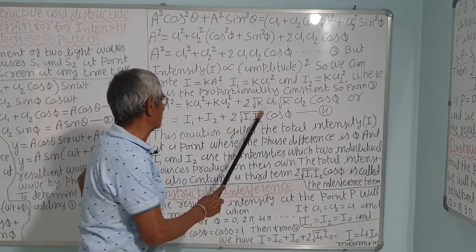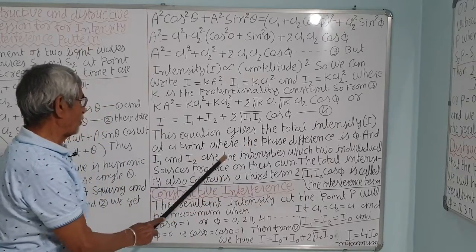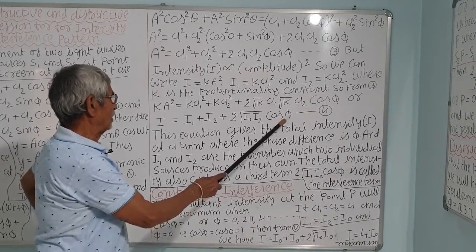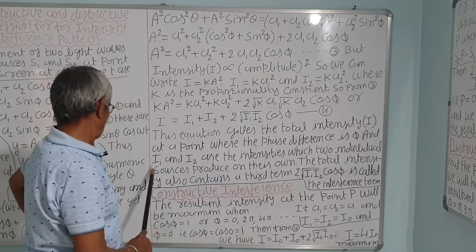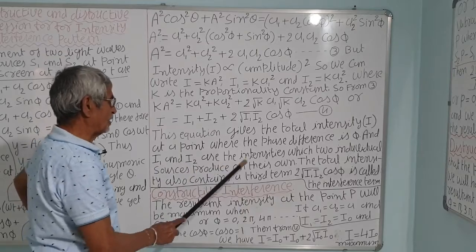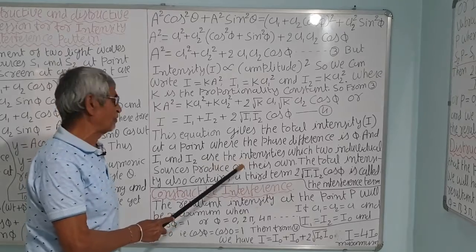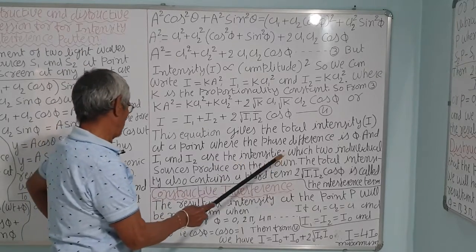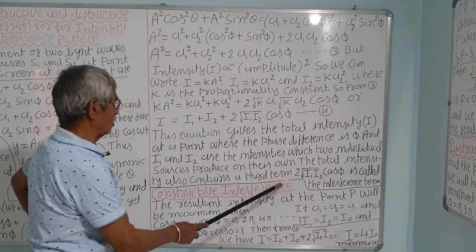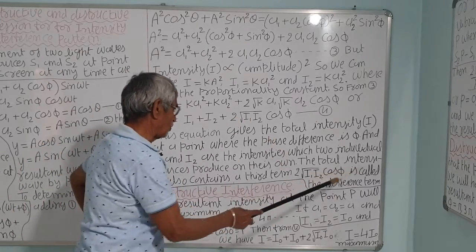This is the interference term, this is our interest. This equation gives the total intensity I at a point where the phase difference is phi. The phase difference between the two waves reaching point P on the screen is phi, correct? The resultant intensity is I. I1 and I2 are the intensities which the two individual sources S1 and S2 produce. The total intensity also contains the third term, 2 root I1 I2 cos phi. This is called the interference term.